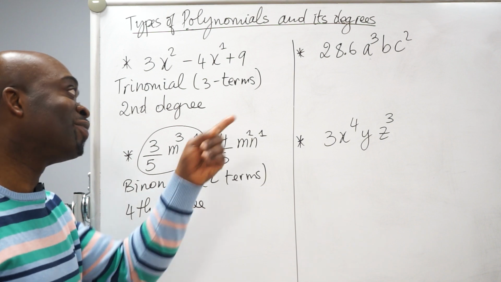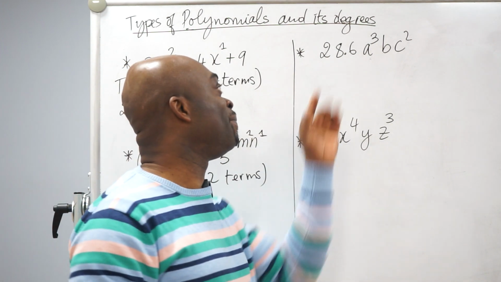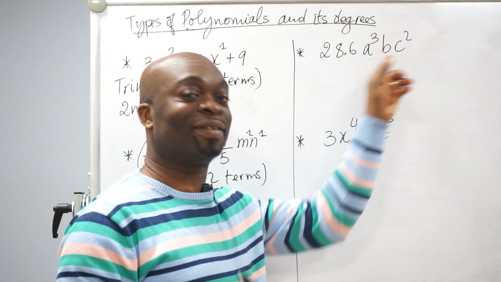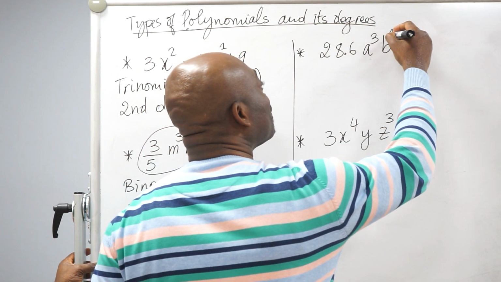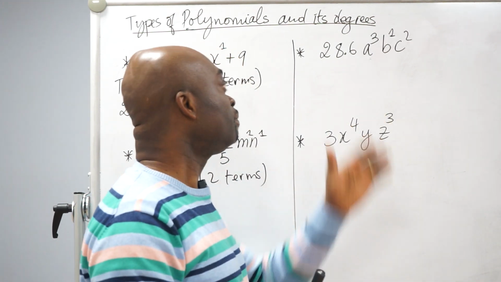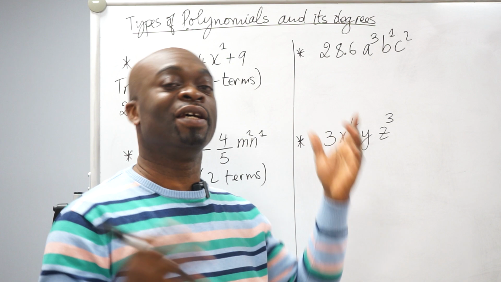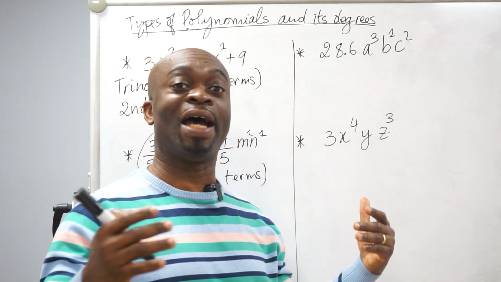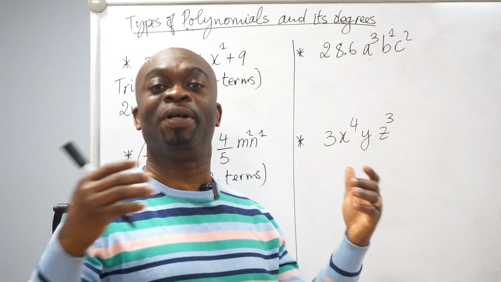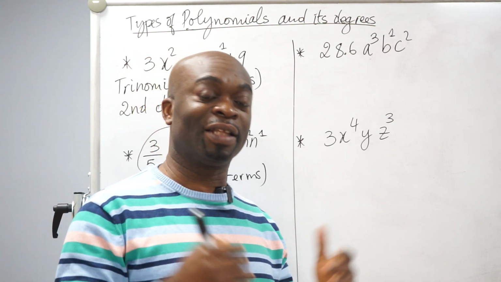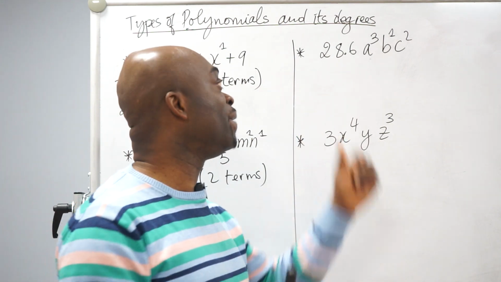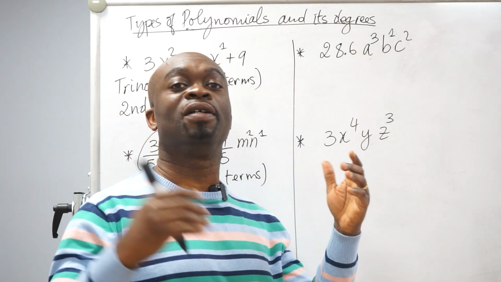Are we good? Let's take another one here. Now we're talking about 28.6 a to the third power, b to the 1 power, and then c to the second power. Are we good? So this one is 28.6. In the US, this is the same thing as saying 28,6 in Europe, in Africa, and in other places like India and China, where they use a comma. But in the US, this is 28.6.